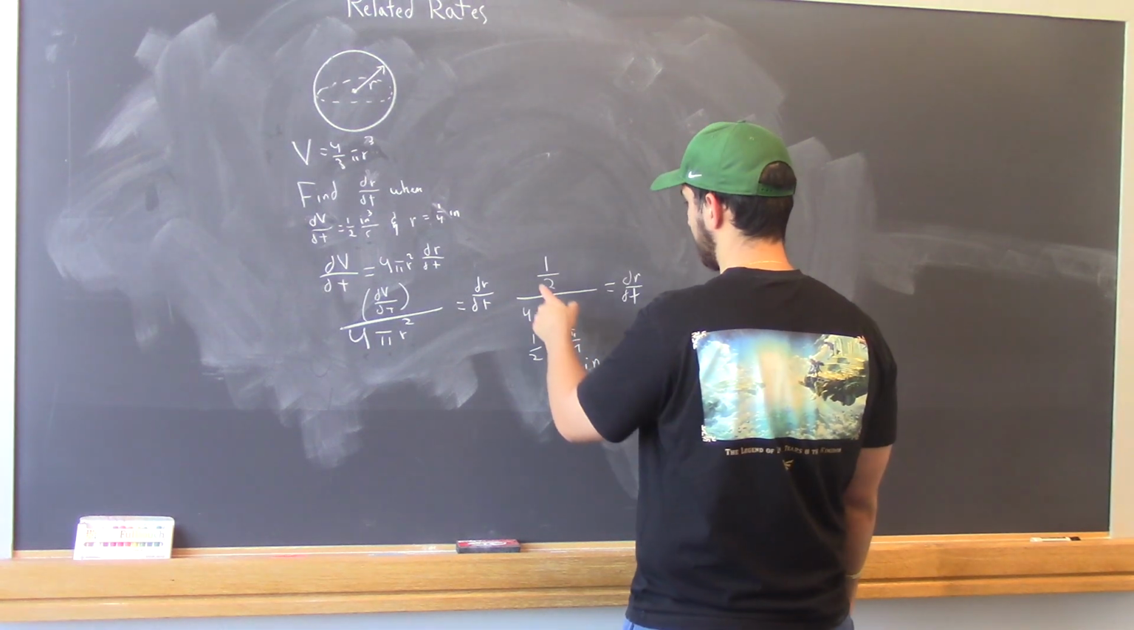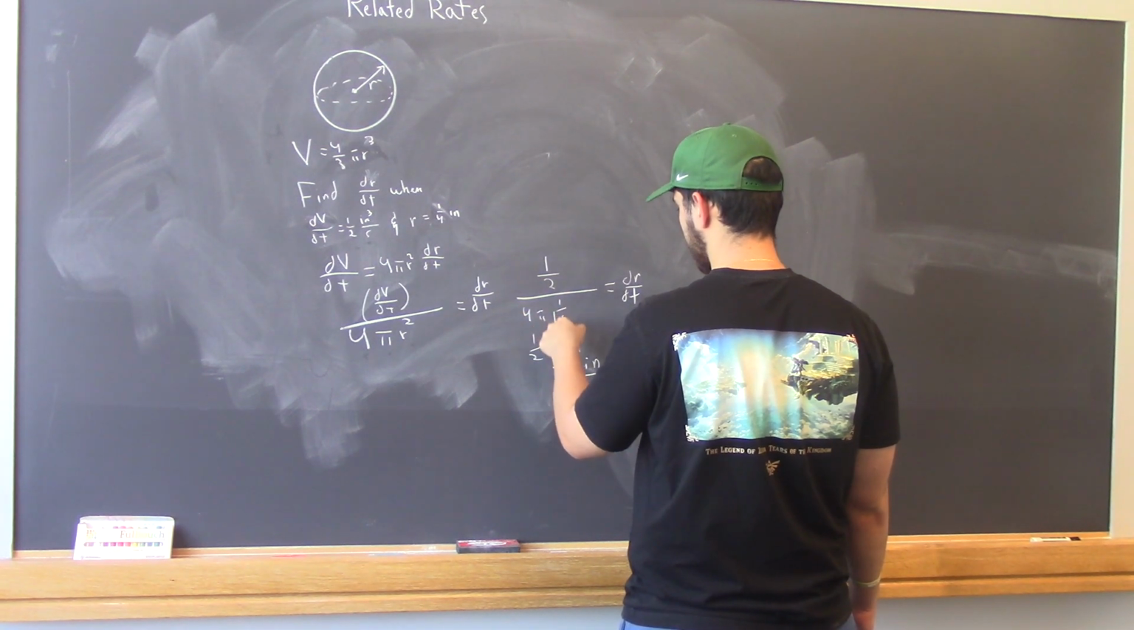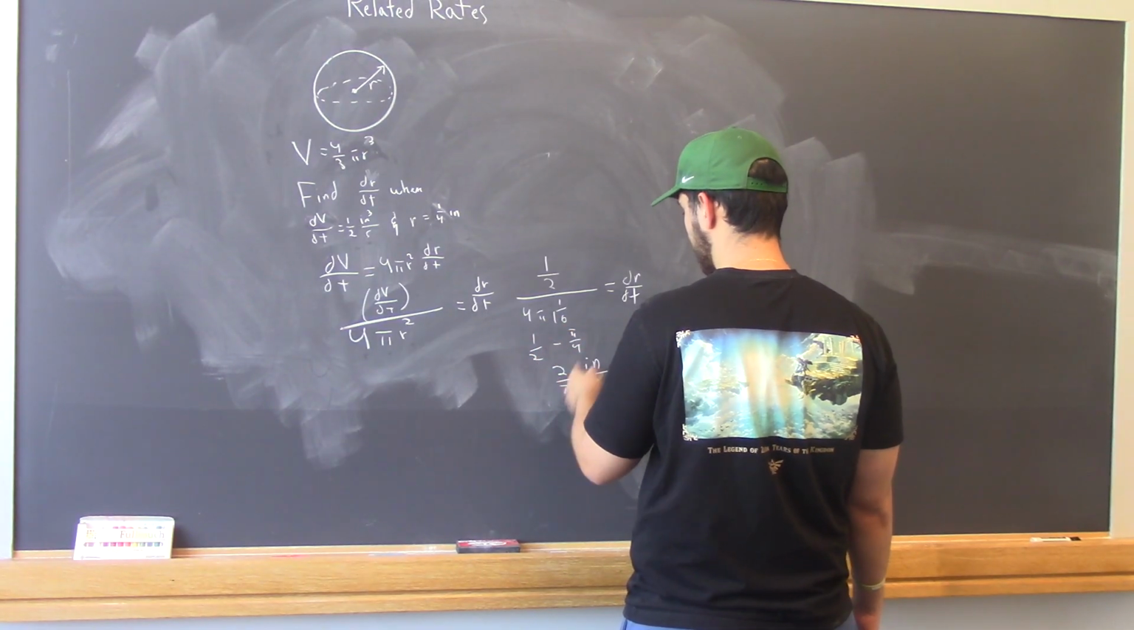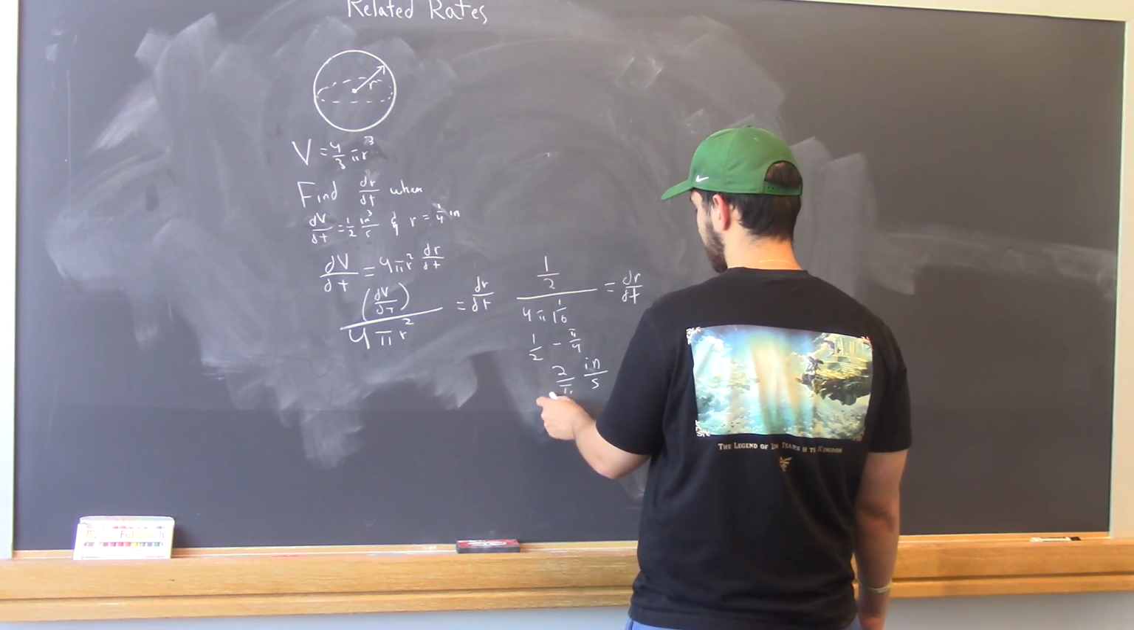So 1/2 divided by 4 pi times 1 over 16. This becomes pi over 4. 1/2 divided by that. Keep, change, flip. That's what I did personally. And I got 2 over pi inches per second.